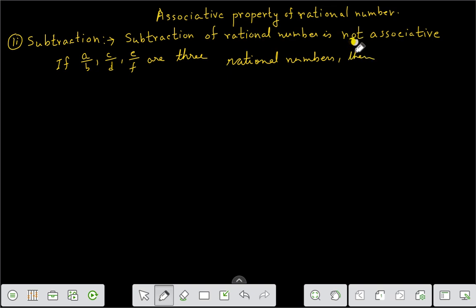then a by b minus c by d, minus e by f is not equal to a by b, minus, in bracket, c by d minus e by f.